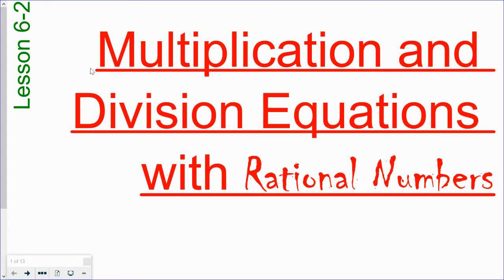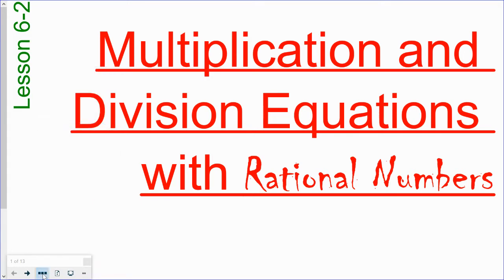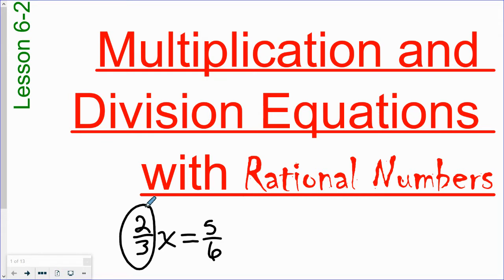Today we are doing multiplication and division equations, but with rational numbers. And our rational numbers are going to be like coefficients. So it's going to be like having 2/3 x equal to, say, 5/6. Right? This is our rational coefficient. So that's what we're looking for.